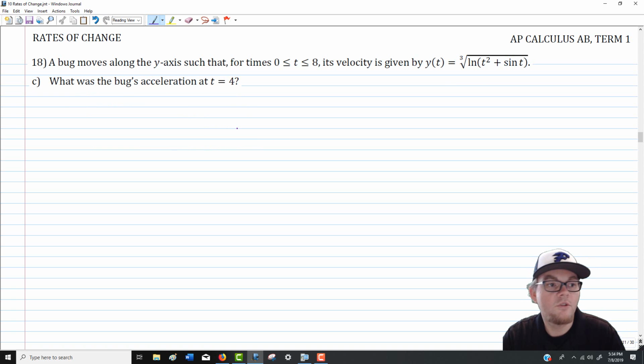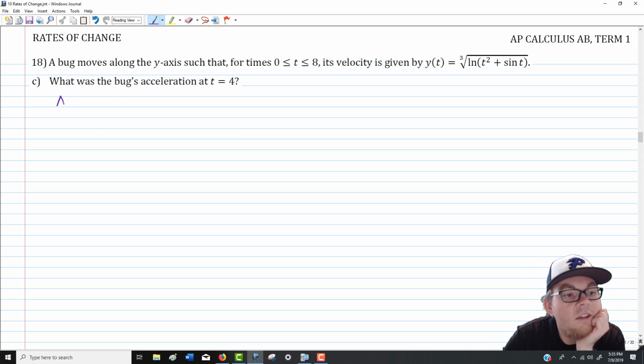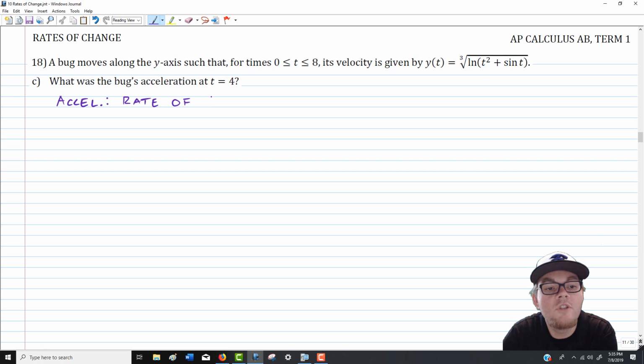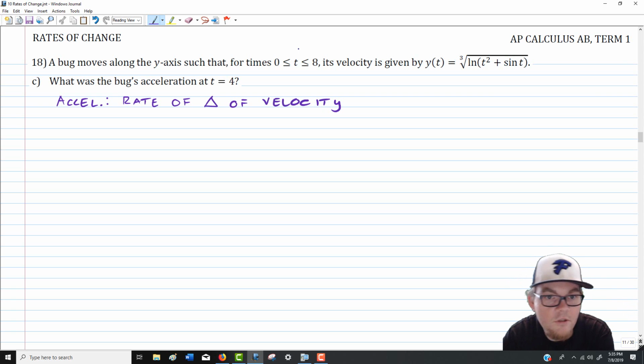Okay, third, that brings us to question 18C. What was the bug's acceleration at t equals 4? Well, what we know about acceleration is that it is the rate of change of the velocity. It's how fast your velocity is changing. So it's measured in things like feet per second, because it's how much your velocity increases or decreases, or the rate at which your velocity is increasing or decreasing.